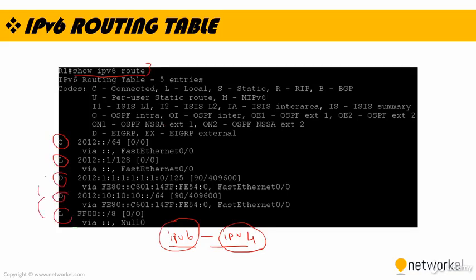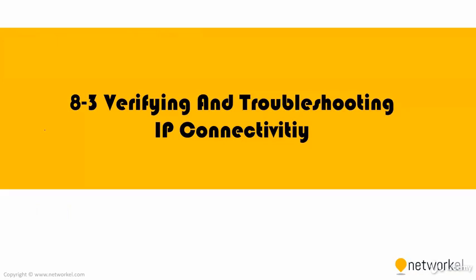But we have the same logic in the routing table. As you'll remember, that means connected, that's local, that's EIGRP, and I also have my networks and I have my next hops. That's the same logic as the IP version 4 routing table.